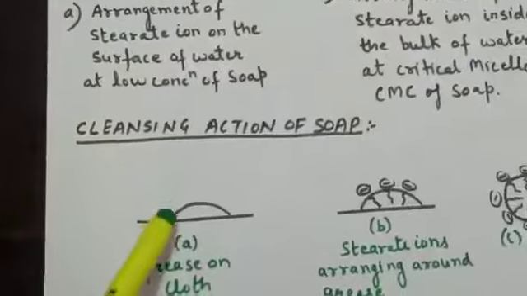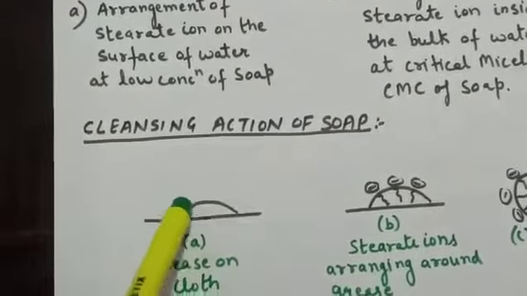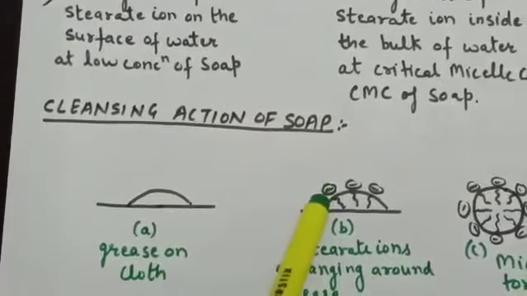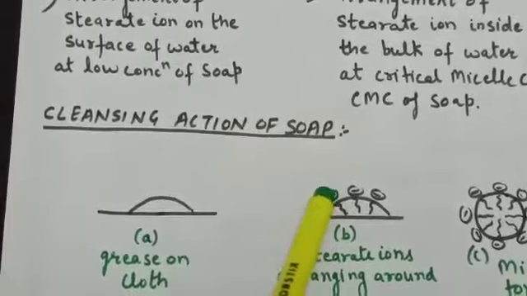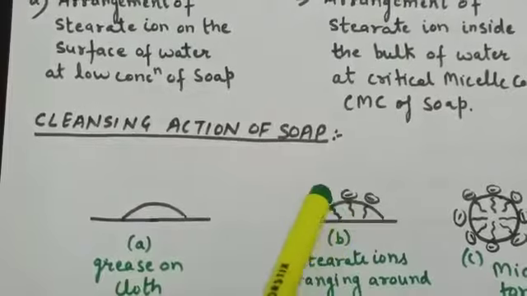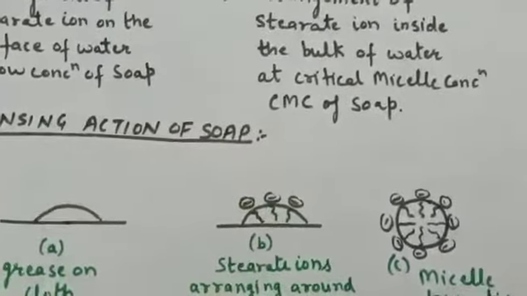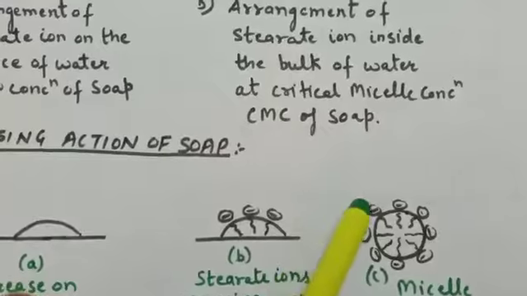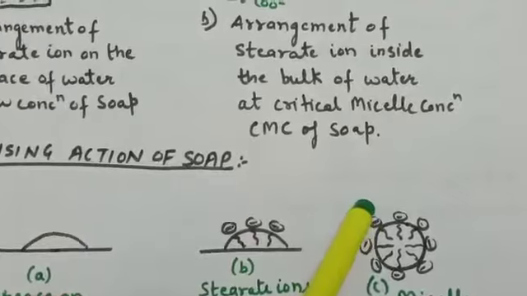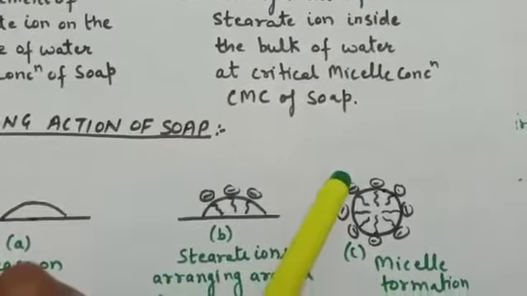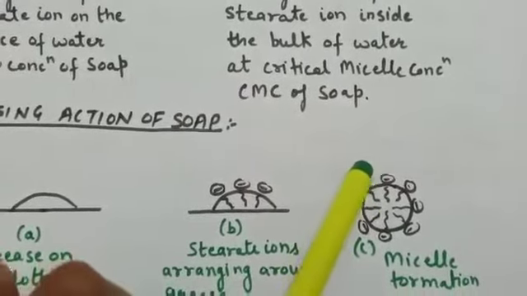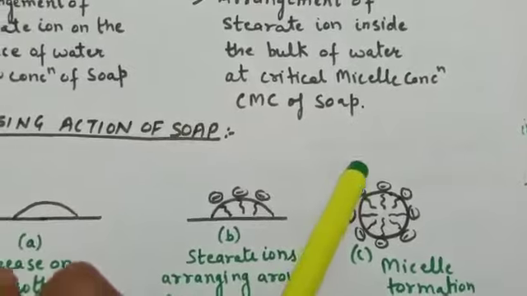That is, suppose this is the grease which is present on the piece of cloth. Now when we apply soap, what will happen? The negative part, or you can say the polar part, will interact with the water, whereas the hydrophobic part will interact with the grease. So the soap molecules form a micelle around the droplet in such a way that the hydrophobic part of the stearate ions is in the oil droplet, and the hydrophilic part projects out of the grease droplet like bristles.